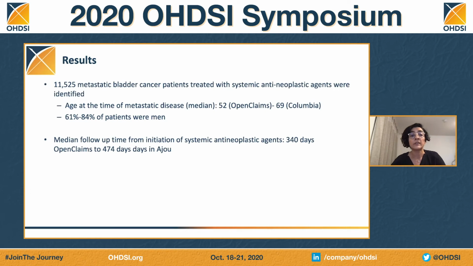In our study, we were able to identify more than 11,500 metastatic bladder cancer patients who started systemic anti-neoplastic agents as their first line of therapy. The median age at the time of metastatic disease across databases was between 52 and 69, and between 61 and 84% of our patients were men. This is consistent with what we know about the epidemiology of the disease from the literature. The median follow-up time from initiation of treatment was between 340 days in open claims and 474 days in OHDSI.